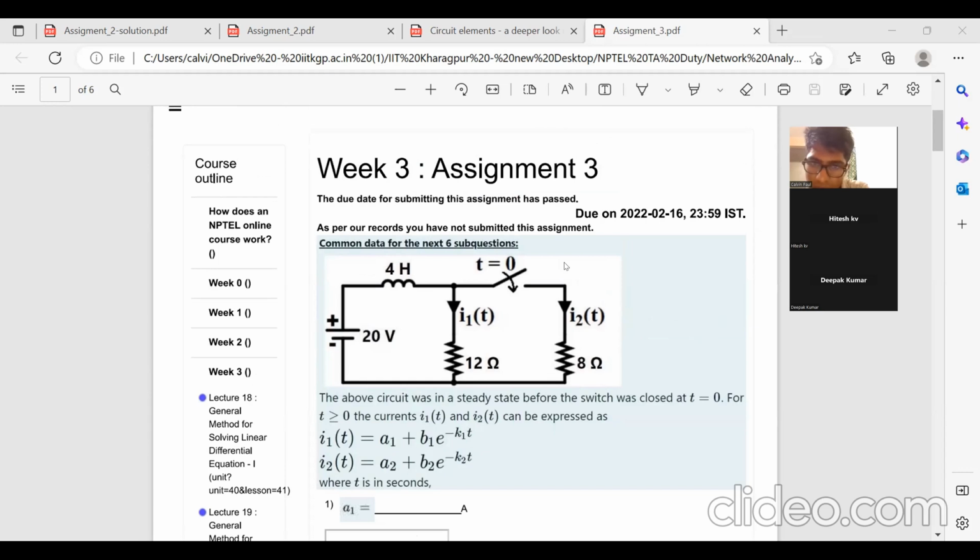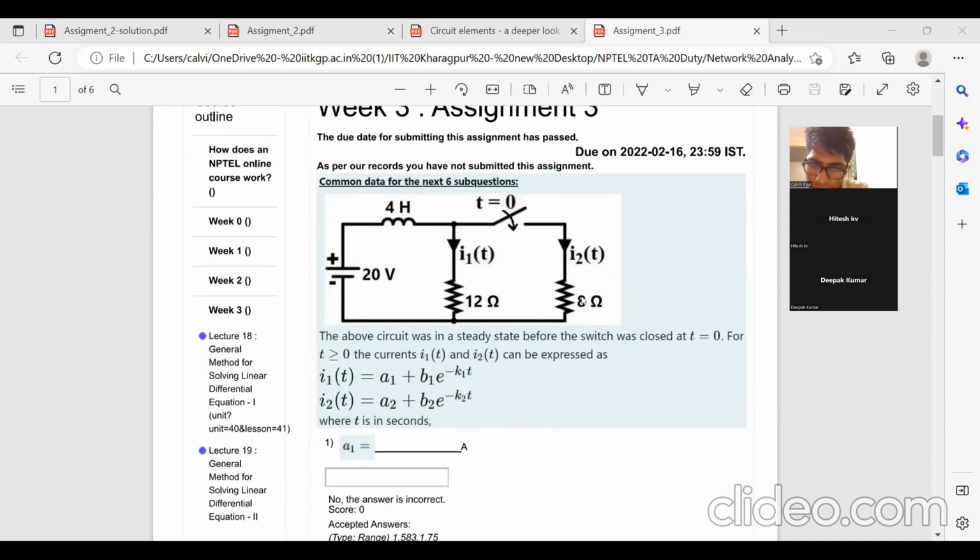but I don't know how to get the expressions for I1 and I2 so that I'll know what the A1 value and B1 value are. This is very simple, man. See, A1 is the steady state value. A1 is the value of steady state because as t tends to infinity, this will die out. So A1 is the final steady state value.